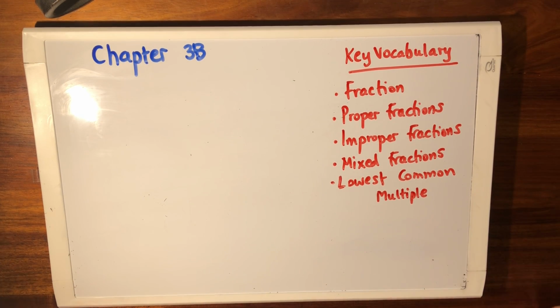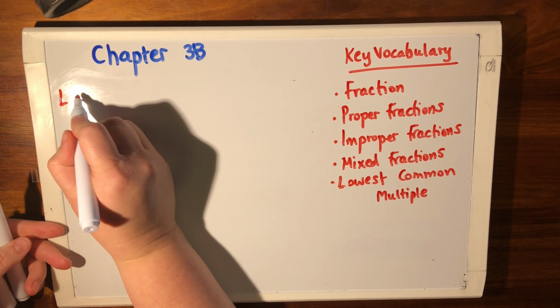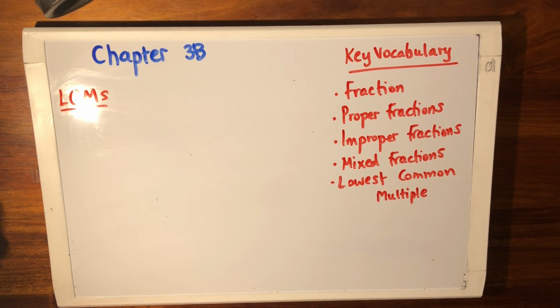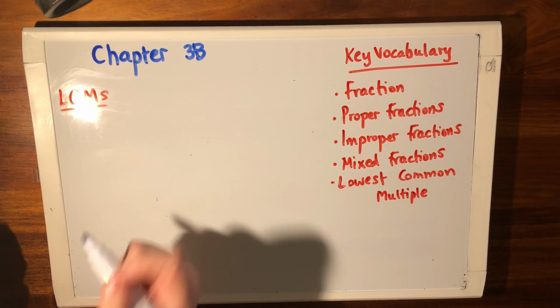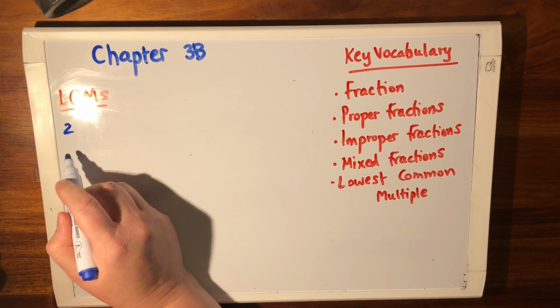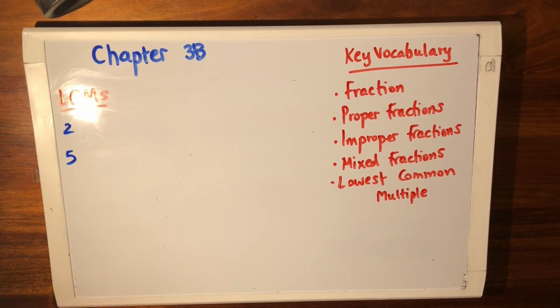Let's look at lowest common multiple, in other words, LCMs. So in the example for this one, let's look at any 2 numbers. We'll do 2 and 5. When we're looking at lowest common multiples, we're going to multiply each of those 2 numbers out into a line, and then compare those 2 lines and see which of those numbers are common or the same.